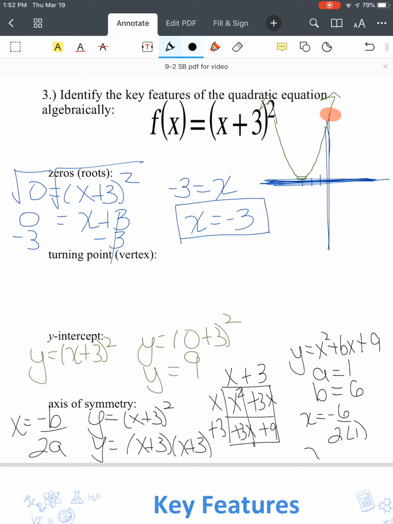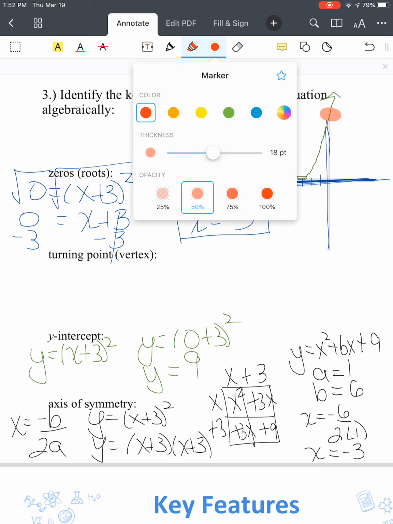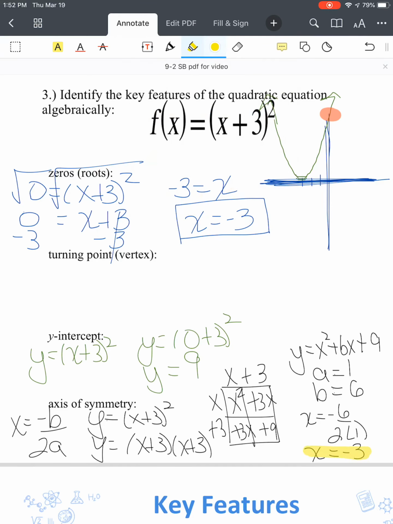X equals negative 3. Okay. And let's just look back at our graph. Hopefully you're looking at the one on your calculator. If I look at my little sketch here, yes, it does get cut in half at negative 3.